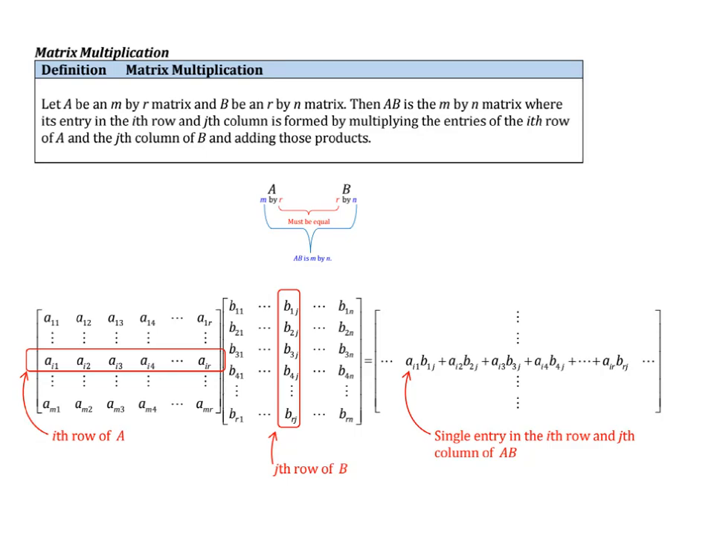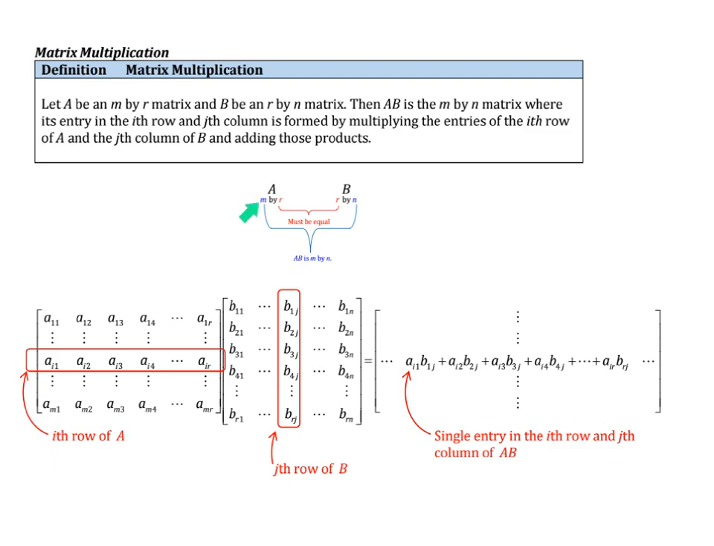Now let's take a look at multiplying two matrices. To multiply two matrices, we have to first look at the orders of the matrices. The number of columns of A, whose dimension is m by r, must equal the number of rows in the second matrix. So, number of columns compared to the number of rows. And the order here matters.